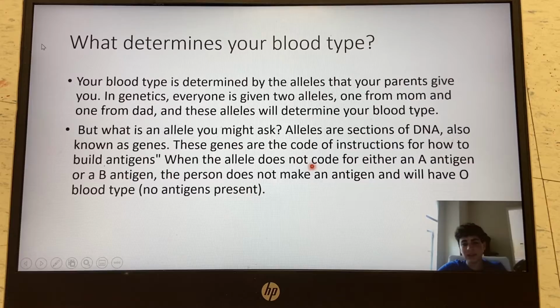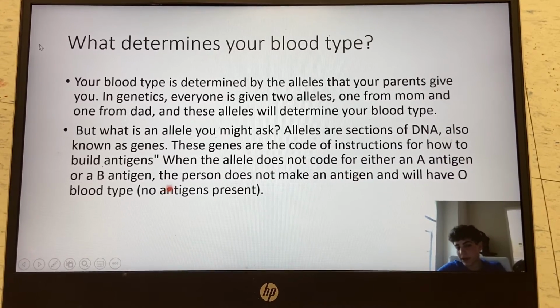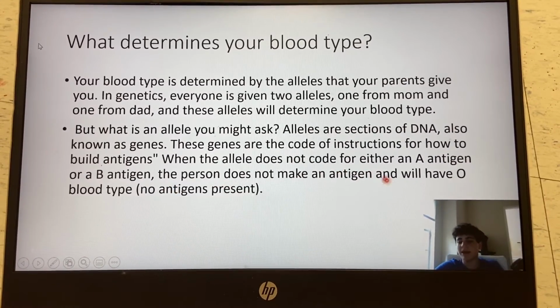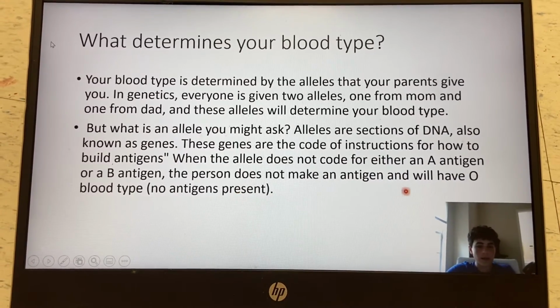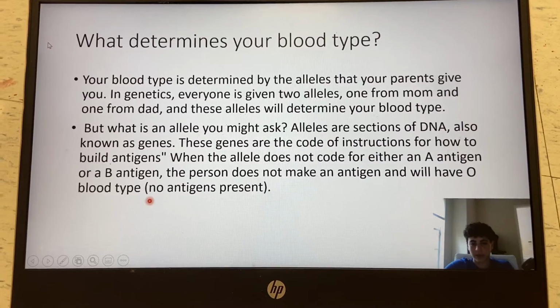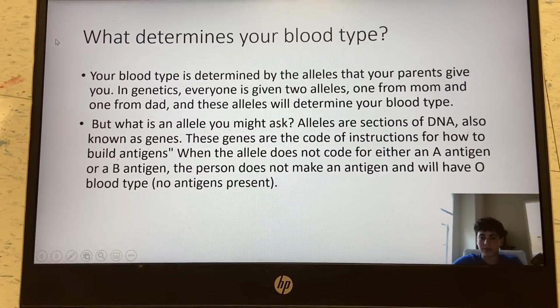And when an allele does not code for an A or a B antigen, the person does not make any antigens on the surrounding of the blood cell. That will be an O blood type, which means there are no antigens present.